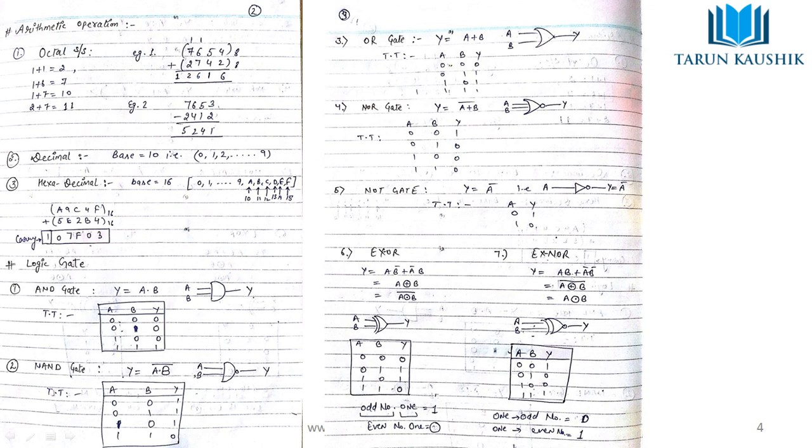Okay, so this is about the arithmetic operations. Now the logical operations. First we will study the logic gates that correspond to the logic operations we will be following. So first the AND gate. AND gate means we are doing the multiplication of the two inputs.